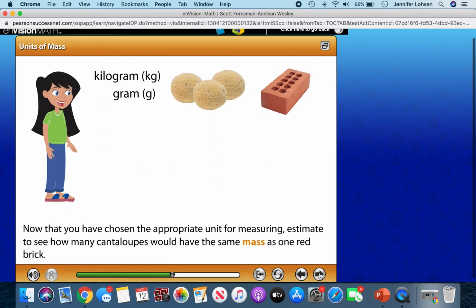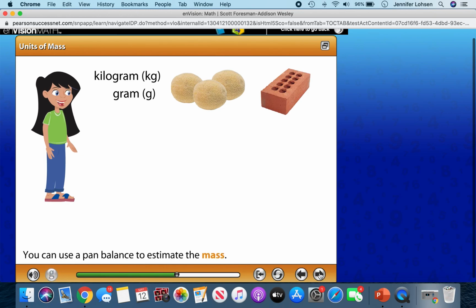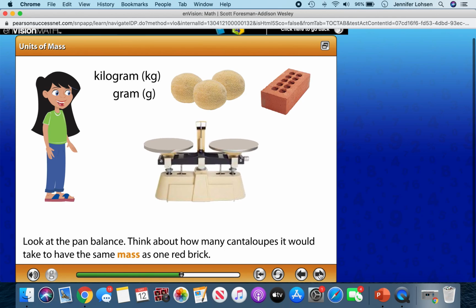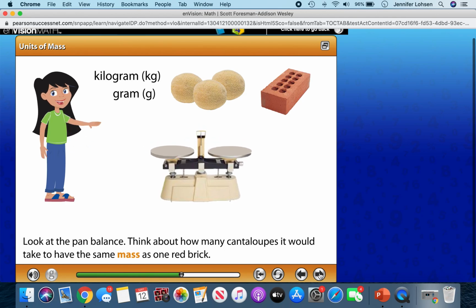Now that you have chosen the appropriate unit for measuring, estimate to see how many cantaloupes would have the same mass as one red brick. You can use a pan balance to estimate the mass. Look at the pan balance. Think about how many cantaloupes it would take to have the same mass as one red brick.